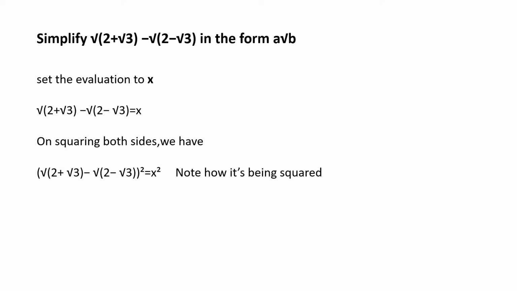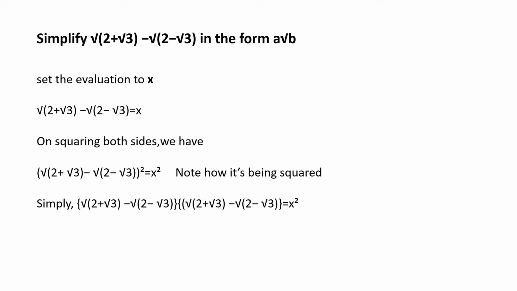So on squaring both sides we have this, and note how it's been squared, as I said, because some students make mistakes while squaring both sides. You don't square 2 plus root 3 separately from 2 minus root 3. When you're squaring both sides, you square the left hand side together as 1, and then the right hand side as well as 1. So I have something like this.